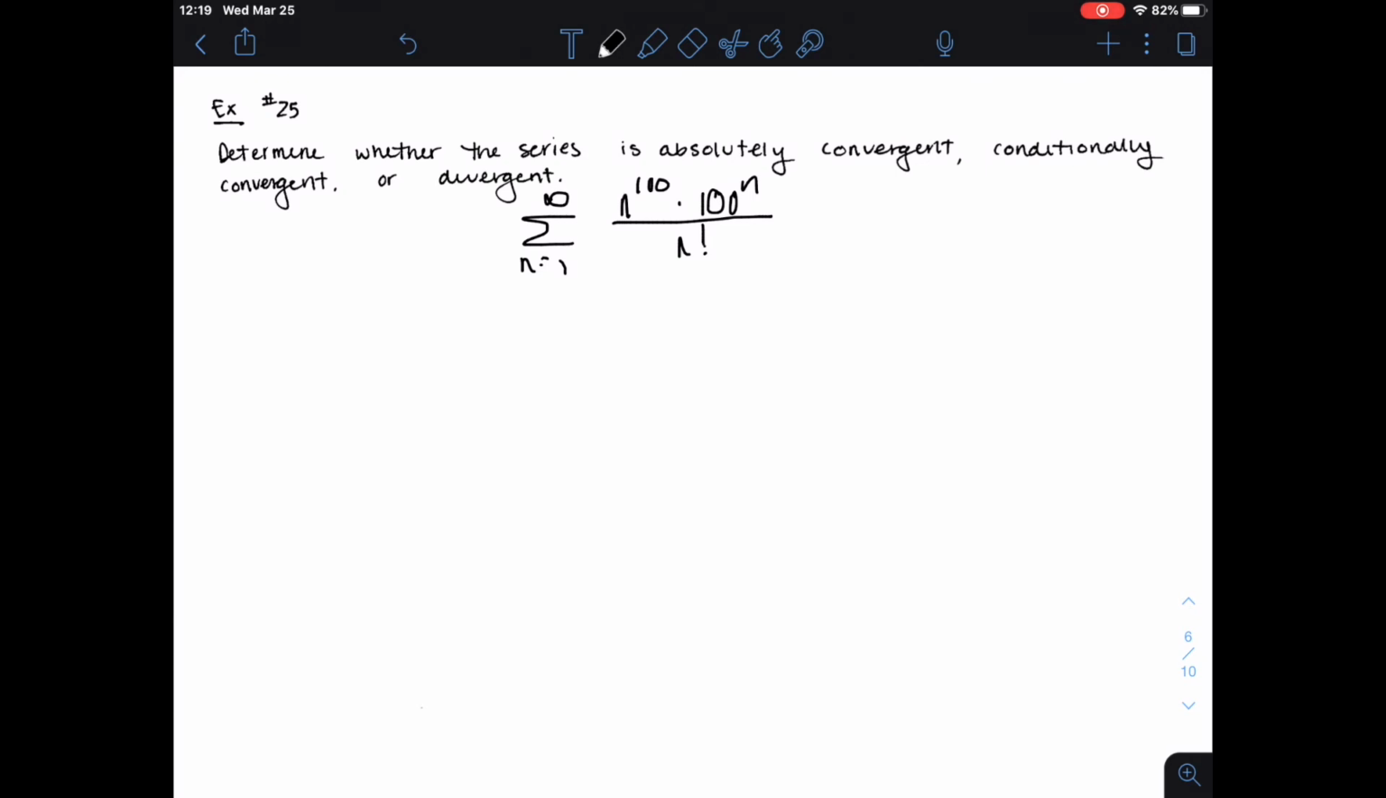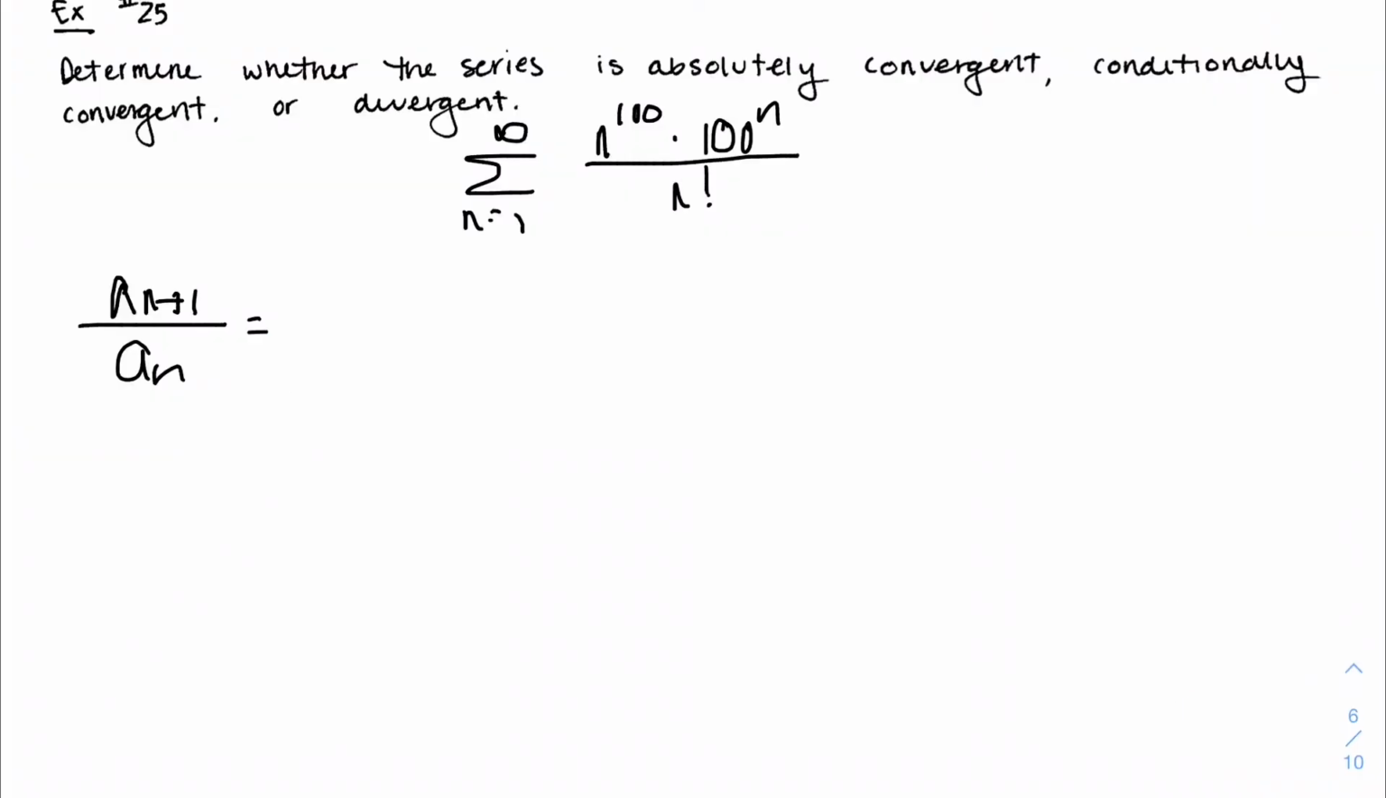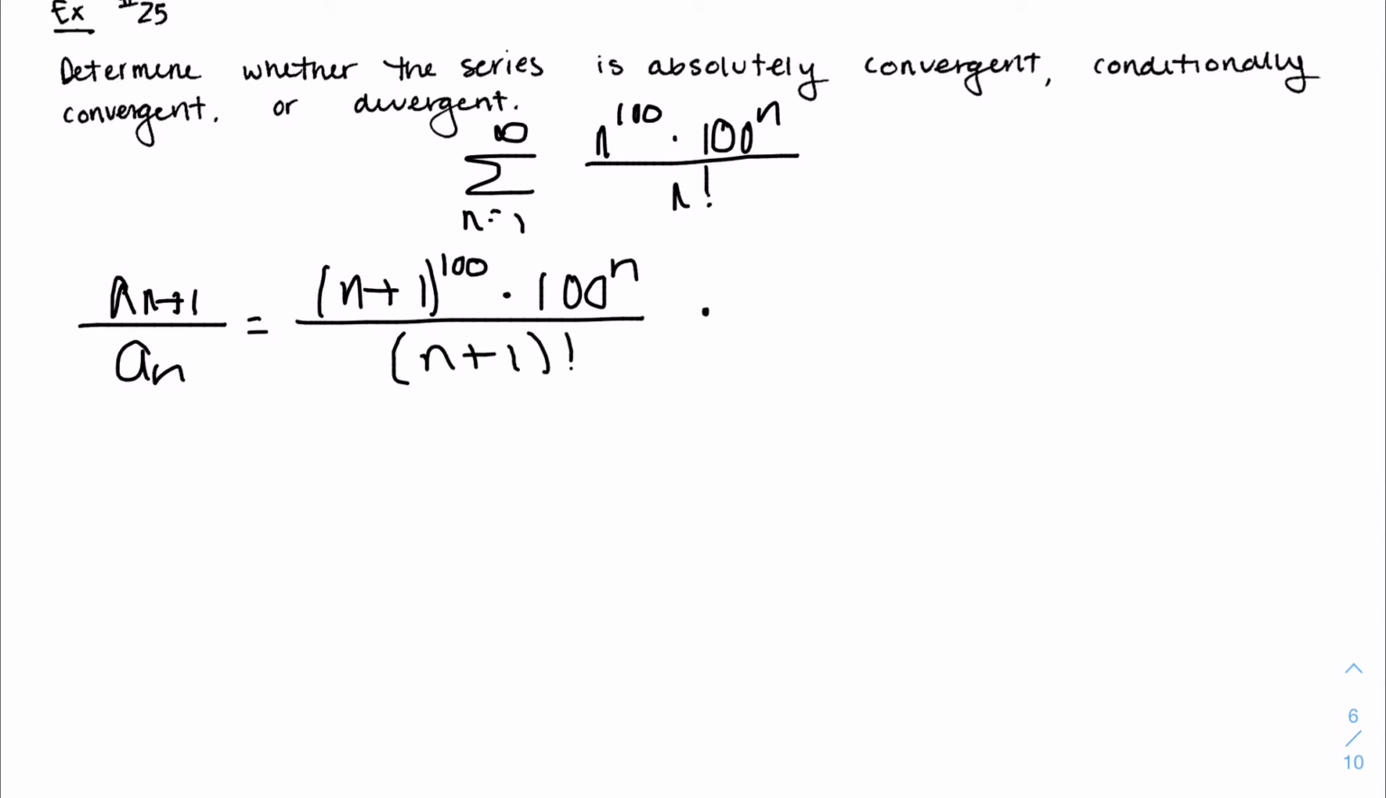So the first thing we want to do is look at the a_(n+1) term over the nth term. So the n plus 1 term is n plus 1 to the 100 times 100 to the n plus 1, divided by n plus 1 factorial. You're dividing it by a_n, so just multiply by the reciprocal. So you get n factorial over n to the 100 times 100 to the n.